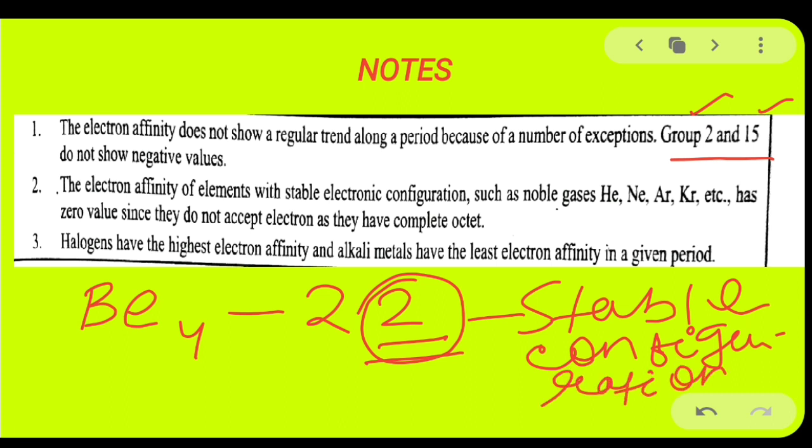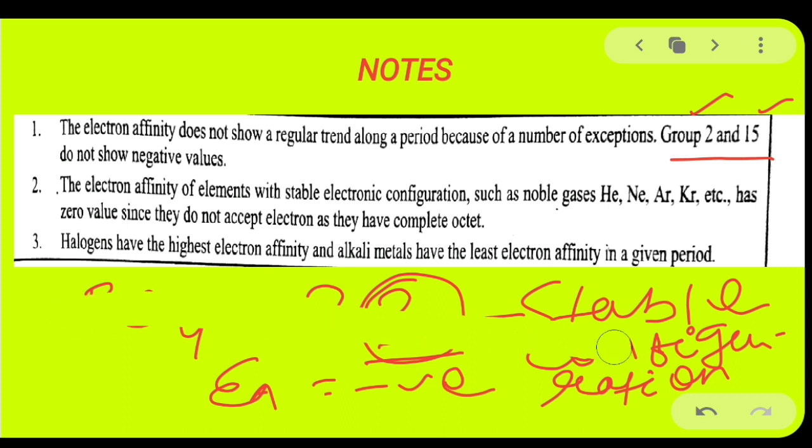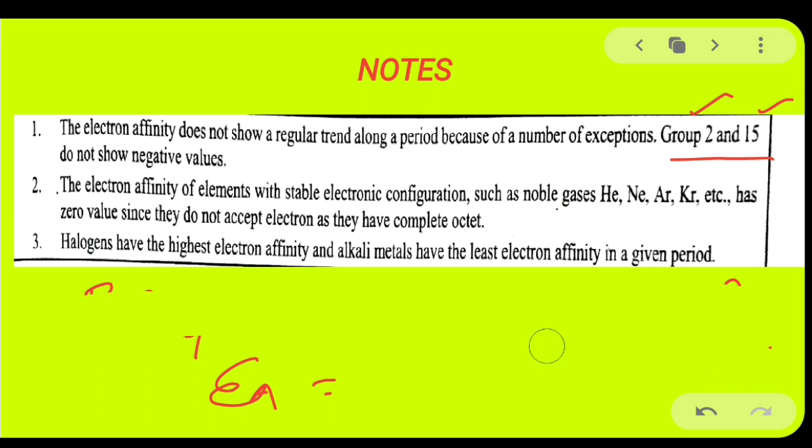This is the stable configuration. Due to the stable configuration, the EA value is negative. Now, let us see in the case of nitrogen. What will happen in the case of nitrogen?